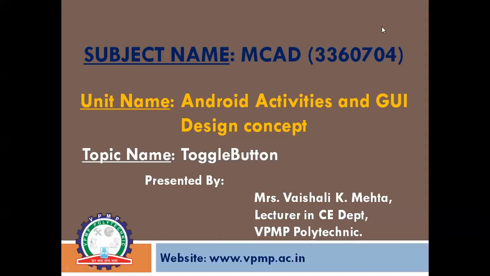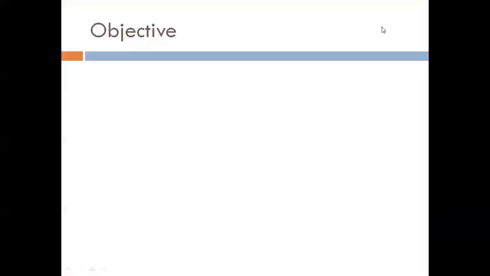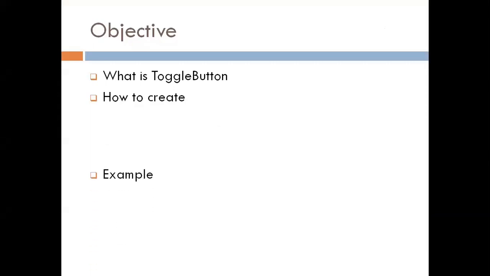My subject name is MCAD and unit number 3, Android activities and GUI designing concept. My current topic is toggle button. Objective of this session. First of all, introduction of toggle button. How to create toggle button. And after that, we will see practical of toggle button.